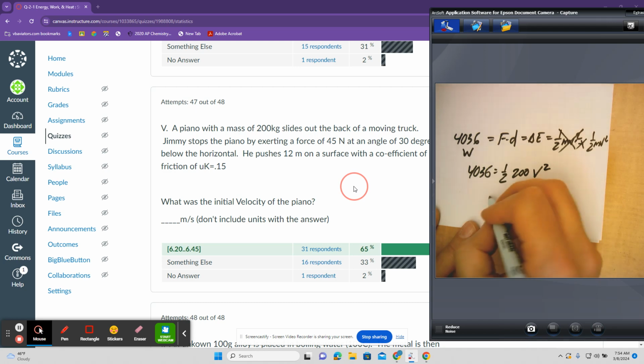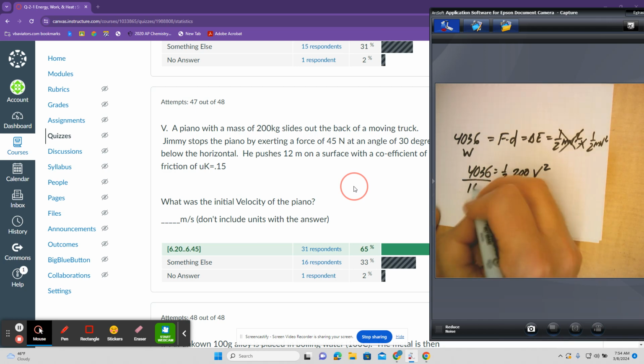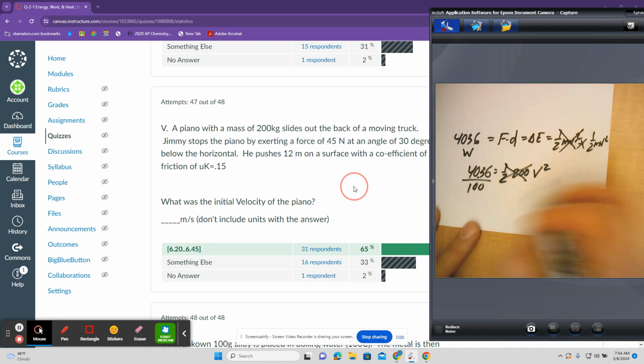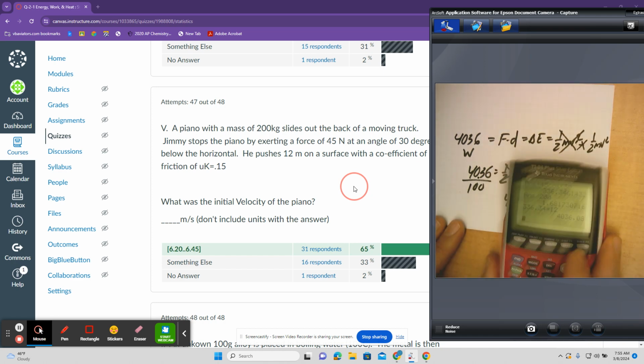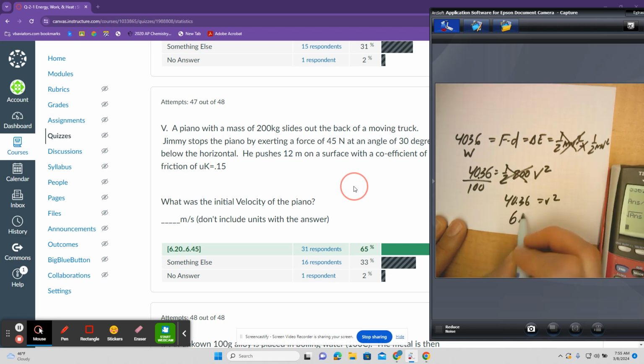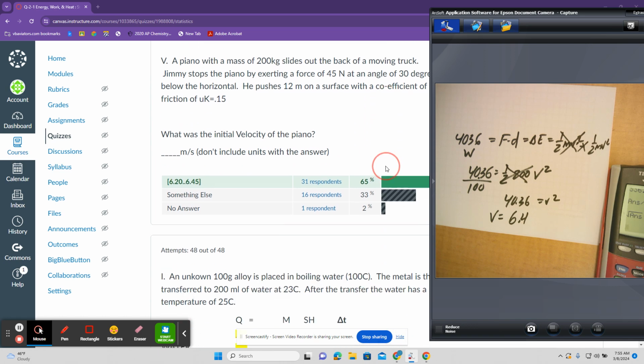So that's 100. That's easy to work with. So if we divide by 100 here, move the decimal over 2 places, you get 40.36 equals v squared. Now I'm ready to work through this a little bit. And square root. So it looks like we're getting about 6.4. Let's see how that falls on my range here. Yep, between 6.2 and 6.45. So that's how fast it was going when we jumped in front of it.